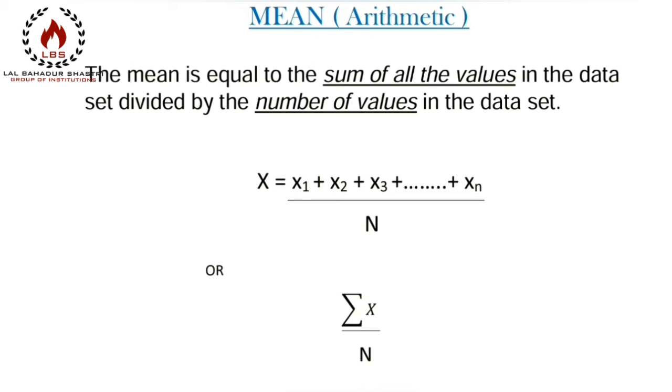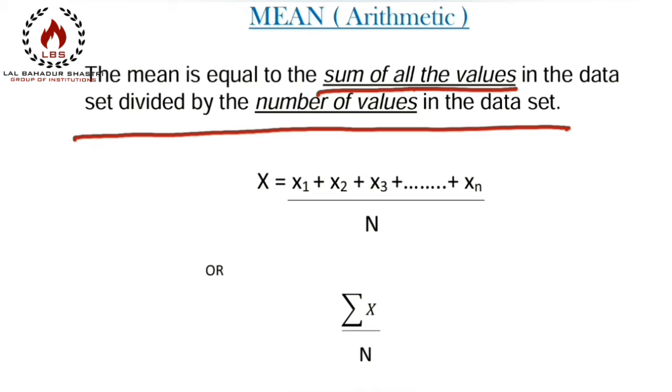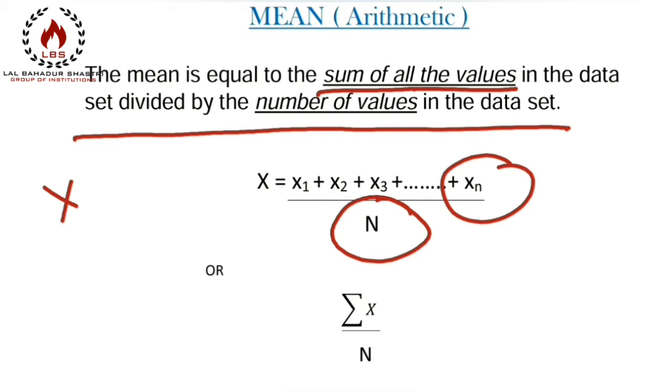The mean is equal to the sum of all the values of the data set divided by the number of values in the data set. We have already discussed this. The sum of all the values is represented by x, divided by the number of values, which is denoted by n. So x1 plus x2 plus x3 up to xn, we will take it up to the n-th term. And we will divide this by n. n is the number of observations.